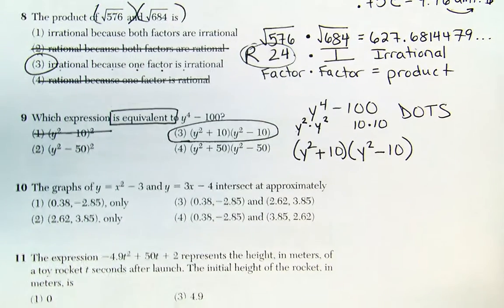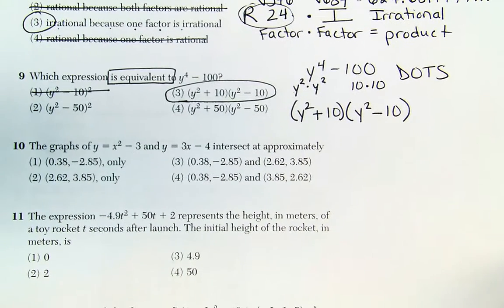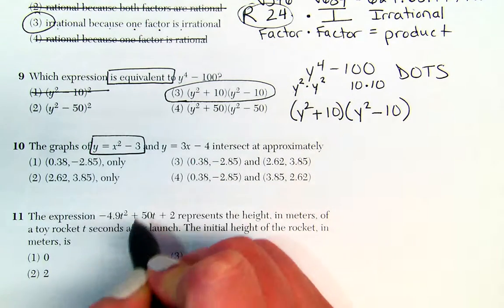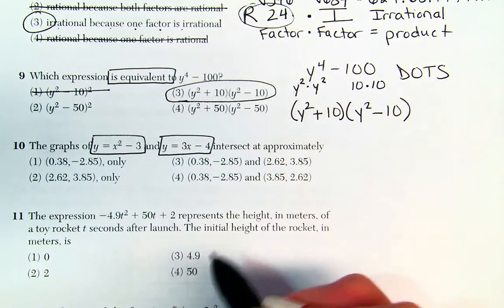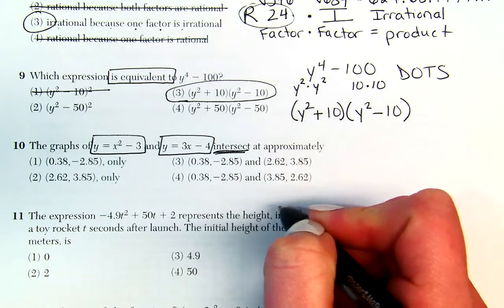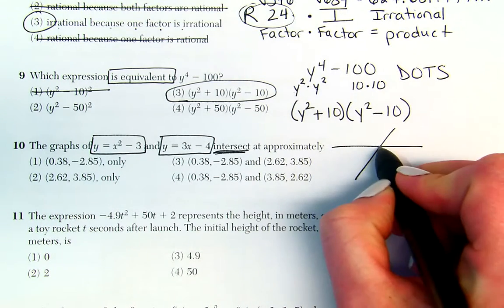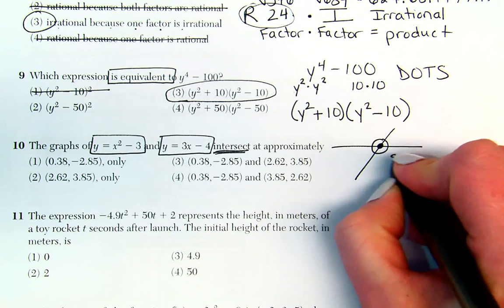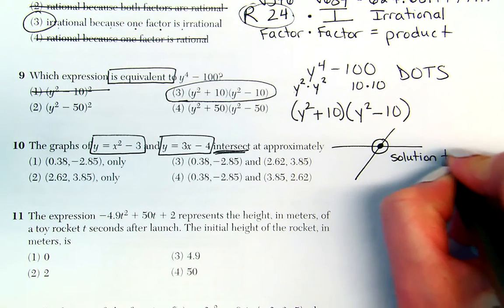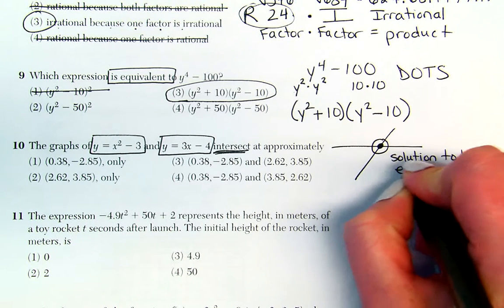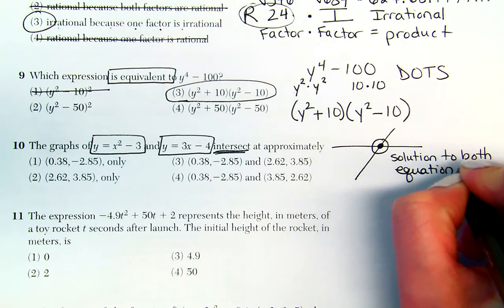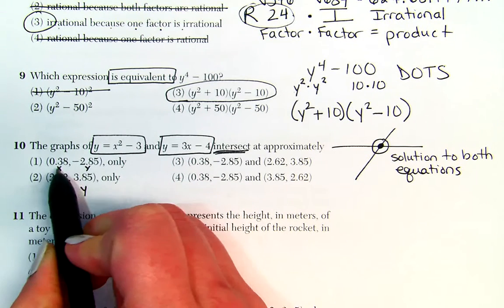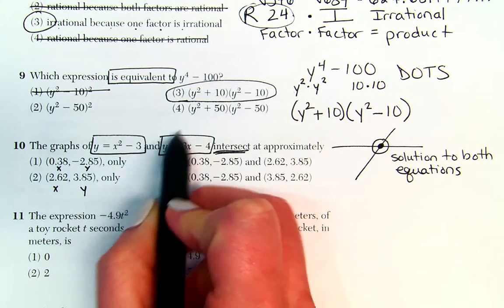All right, let's take a look at example number 10. The graphs of y equals x squared minus 3 and y equals 3x minus 4 intersect at approximately. So this idea of an intersection point is when I have two functions that cross. This is the solution to both equations. Okay, so that means that when I put the x values, so these are all xy values, I should get the same x and y for both of them.